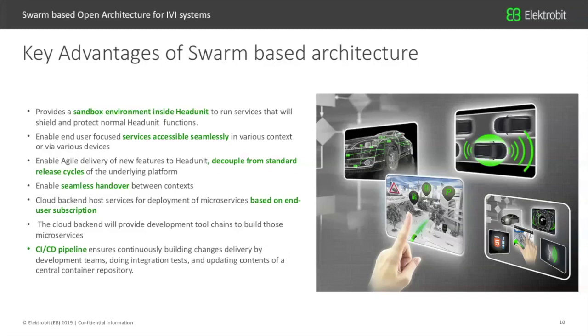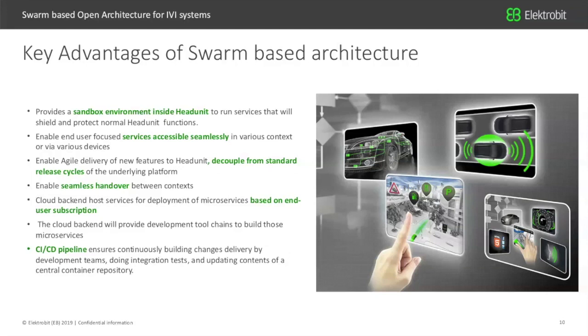Enable seamless handover between contexts. So when I say seamless handover between different contexts, it is about multiple different services that are running in the head unit and the cloud backend when they are talking to each other. So if a particular service needs cloud capabilities, it is offloaded to the cloud, and that's completely seamless. The user is completely abstracted of it.